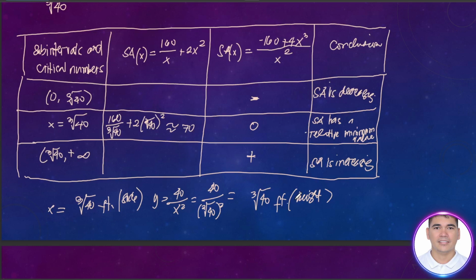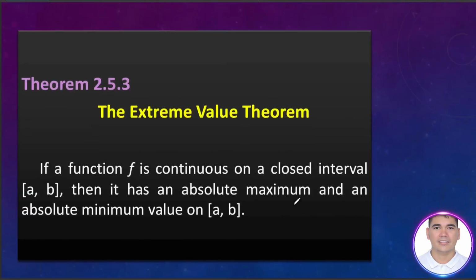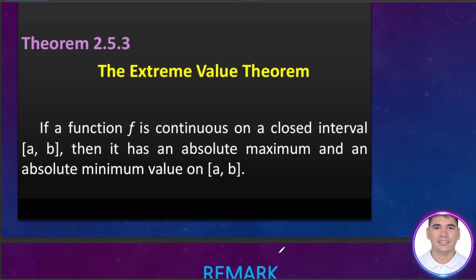Thus, we introduce an important theorem that we apply for the rest of this lesson. So we have the theorem 2.5.3, the extreme value theorem. According to the theorem, if a function f is continuous on a closed interval AB, then it has an absolute maximum and absolute minimum value on closed interval AB. So, simple lang. Pag si f is continuous on a closed interval, then it has an absolute maximum and absolute minimum.